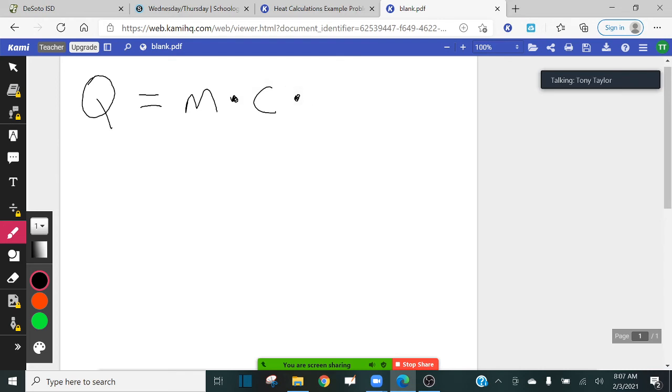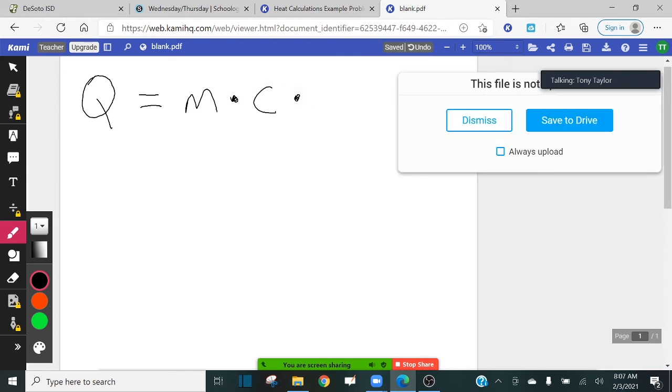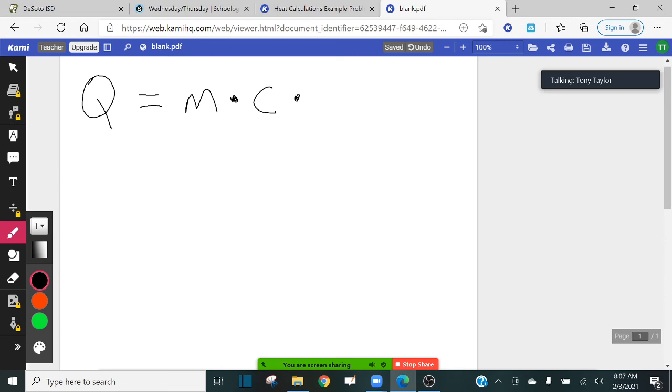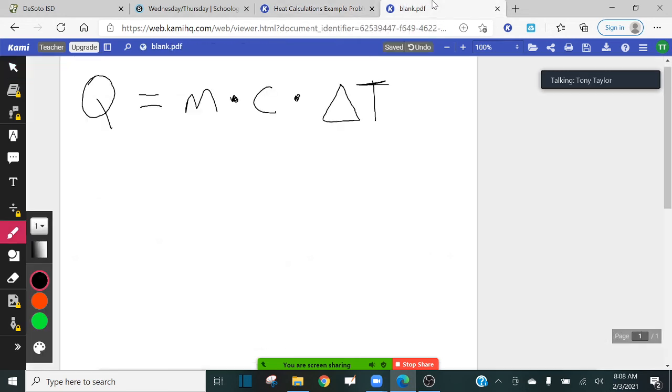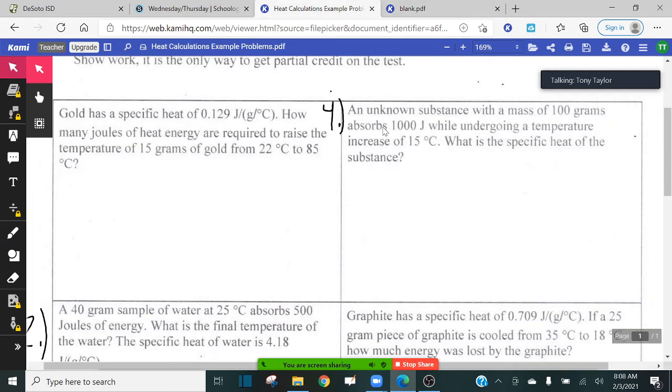And in this problem, we're actually given the change in temperature. We were told that the substance went up. That means its temperature increased. So we're given the change in temperature in this particular problem. We want to find specific heat. So let's plug everything in. It says it absorbs 1,000 joules of energy. So 1,000 is Q. And we know this is energy because our unit is joules, which is the unit for energy.